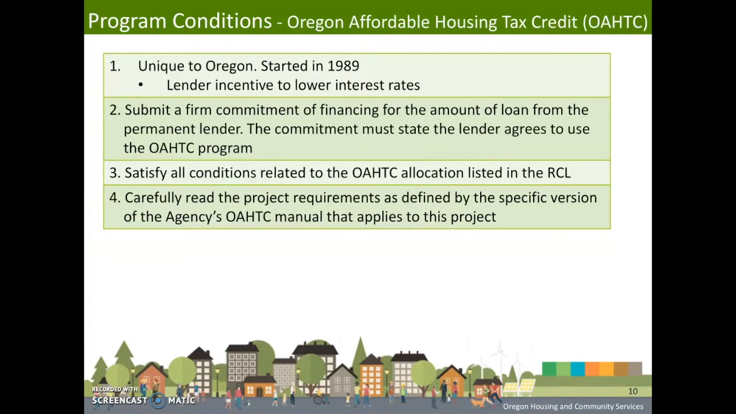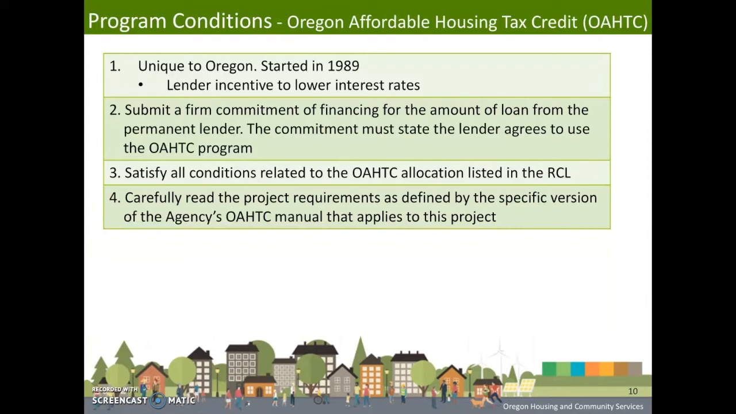Now we'll cover the Oregon Affordable Housing Tax Credit Program. This program was passed by the legislature in 1989, and the program is unique to Oregon. No other state provides a tax credit in quite the same manner. This tax credit incentivizes lenders to reduce the interest rate on loans provided to affordable housing. It provides a state income tax credit to lenders making the loans to affordable housing property owners. The lender participates by agreeing to reduce the interest rate on an affordable housing loan by up to 4% for a maximum of 20 years. In return, the lender may claim a state income tax credit.